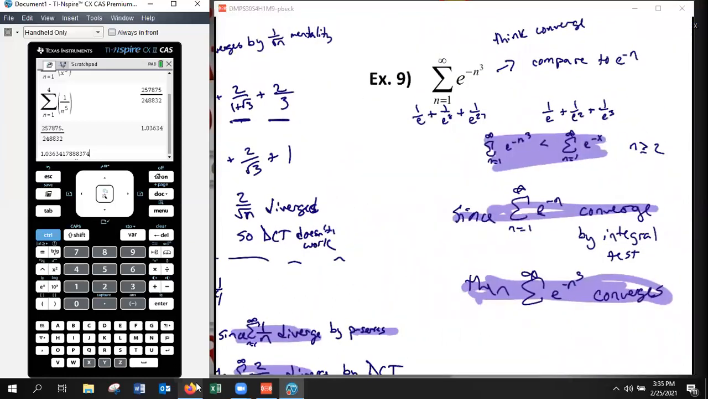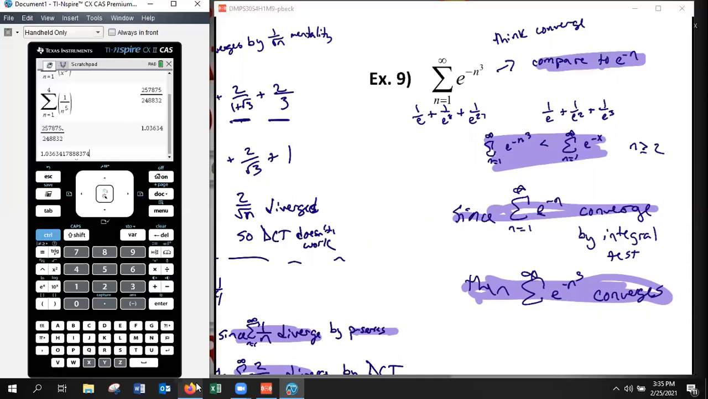On example number 9. If I look at this, I can't integrate it. So let's compare it to something we know. And that comparison to something we know, you see I have here as e to the negative n, because then we could do an integral test on that one.